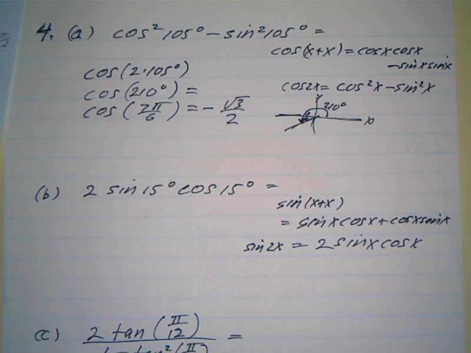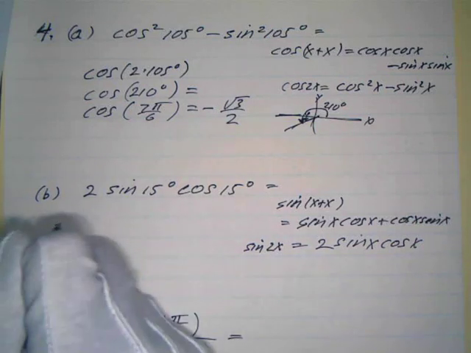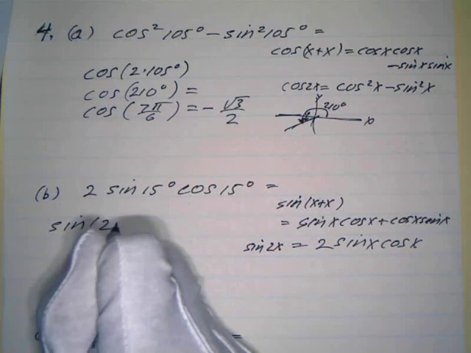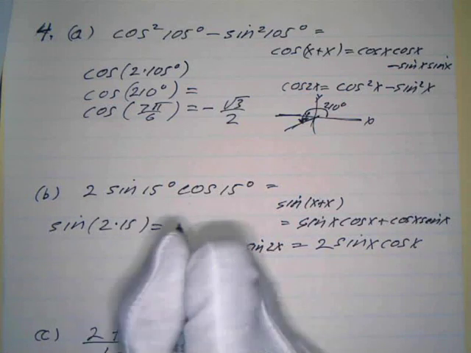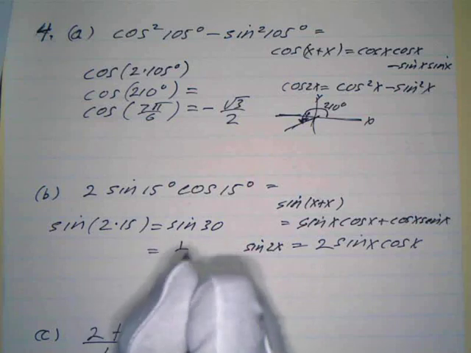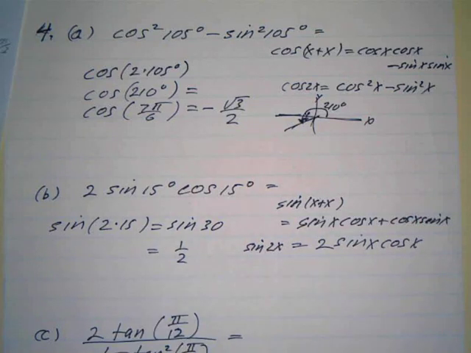So it's easy to derive. It doesn't take long if you forget it. So that's what this is. So this is going to be the sine of 2 times 15. And that's just the sine of what? 30. And the sine of 30 equals 1/2. So that's nice and easy. We don't have to mess around with other quadrants on that one.